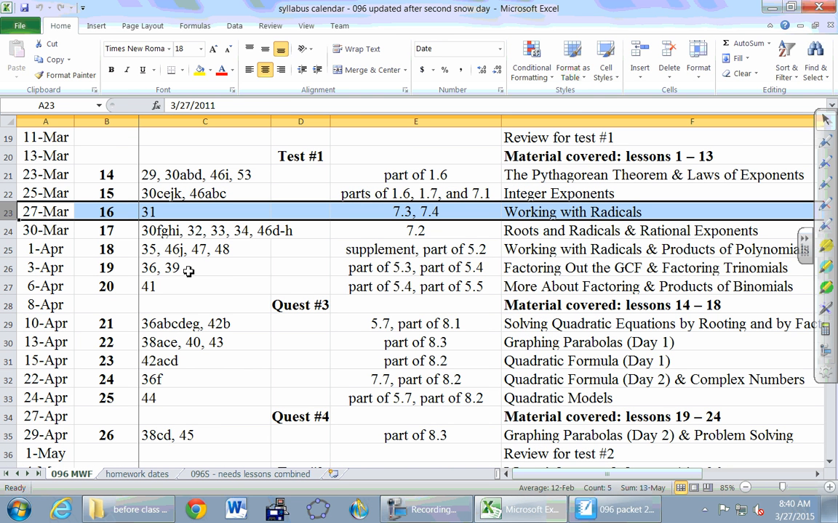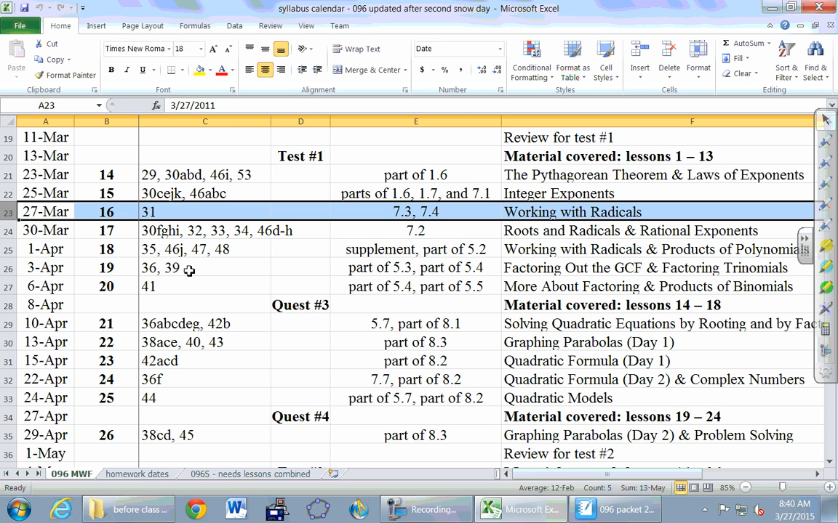We'll take our look at the calendar. Today is class 16. Remember I had said there were 30 classes of new material that we present, so we are officially just past the halfway point. That doesn't count test days or quest days or review days.